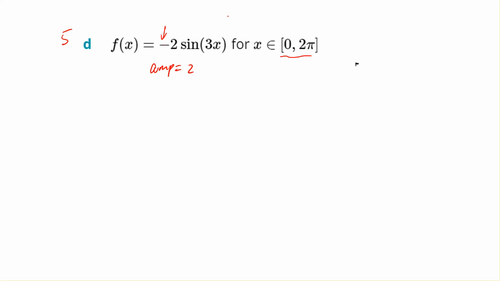What the negative tells you just means the graph has been reflected. So the sine graph no longer looks like this, that's positive. The negative version looks like that. Okay, so this is what we want.